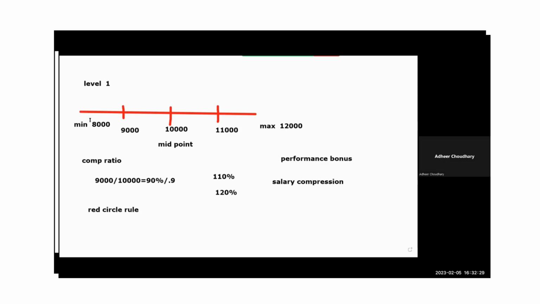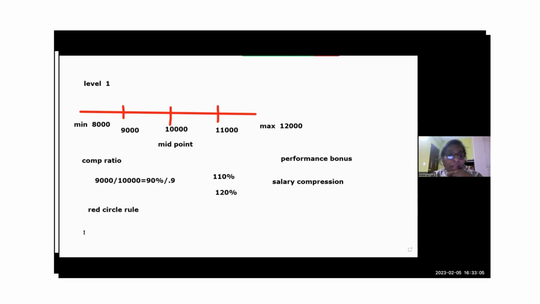Okay. I'm sorry, guys. No. What is the red circle rule? Please erase the memory. So when you have a salary range of min 8,000 to max 12,000, I was actually wanting to link it up with this. So the red circle rule is that you cannot increase the salary of that person by giving them an increment, but you can only give a performance bonus. So that's called the red circle rule.